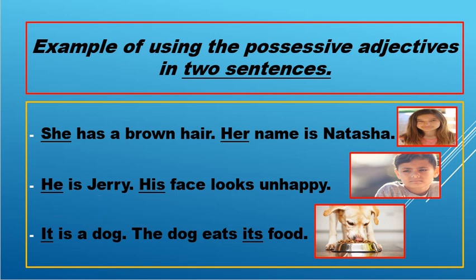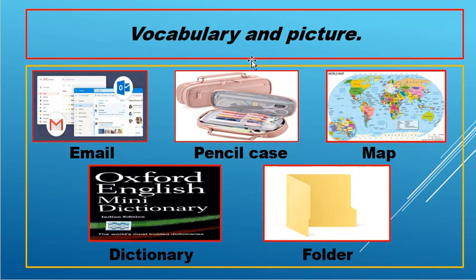Okay, so now let's move here, for your vocabulary. Vocabulary and picture. When we say vocabulary, that is the words you can read here, the expressions. And when we say picture, that is the images or photos that you can see here on our screen right now. So first we have email.